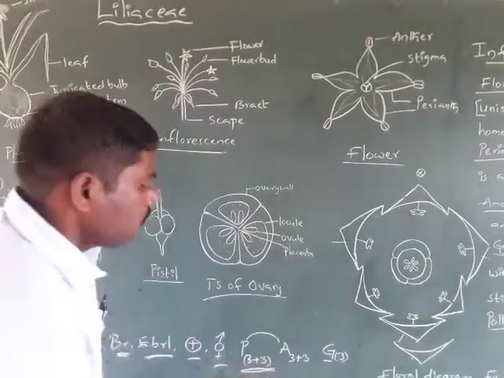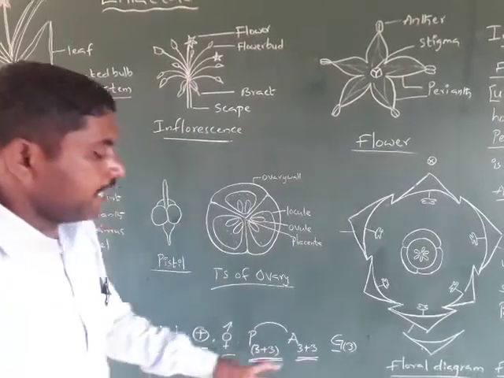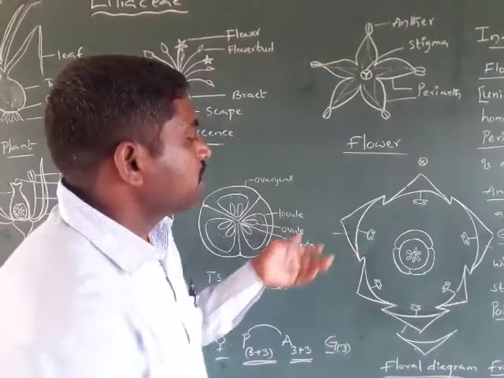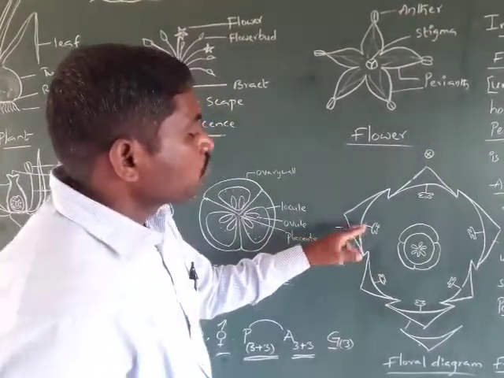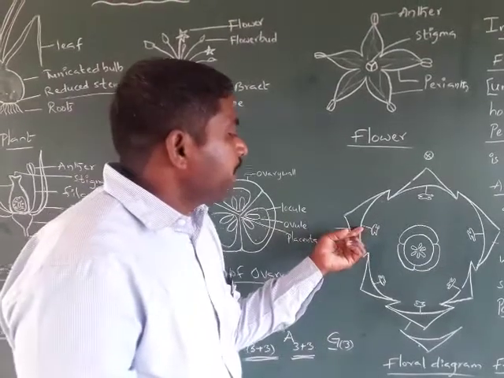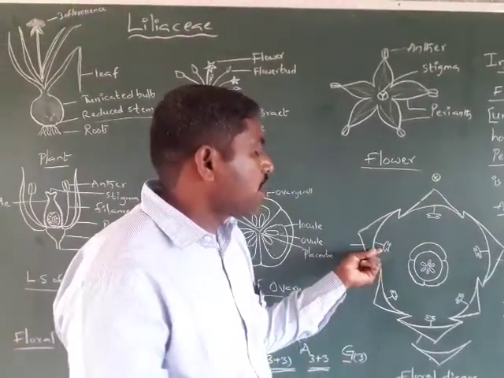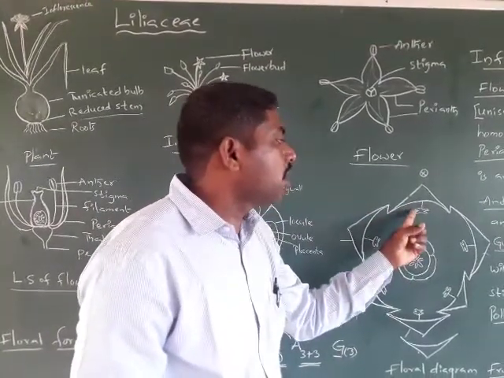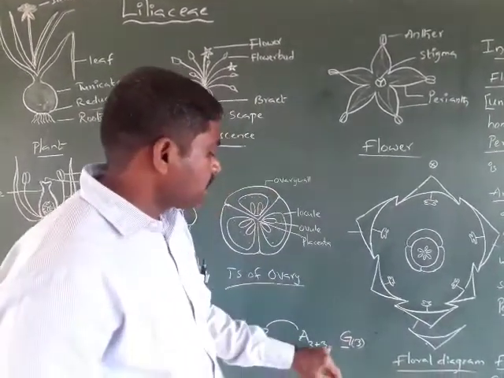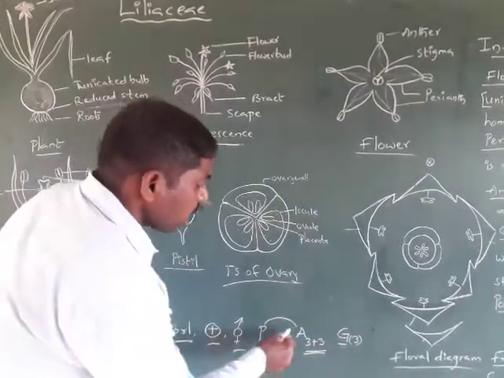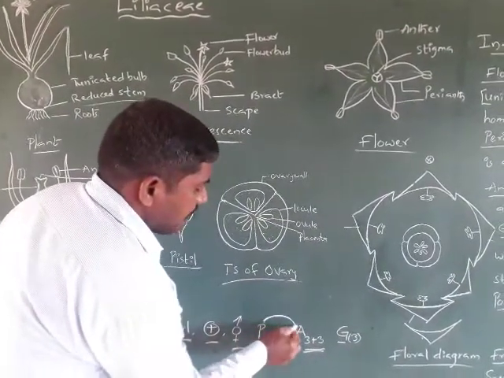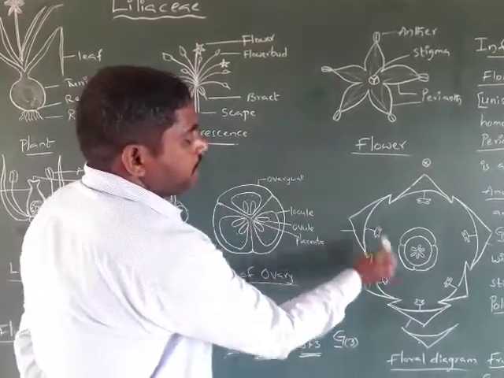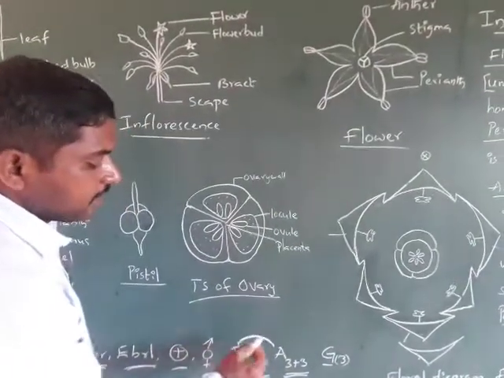And see, the androecium is 3 plus 3. Here the stamens are 3 plus 3. Why? Because the stamens are attached to the perianth. 3 stamens are attached to the outer perianth, and 3 stamens are attached to the inner perianth. So 3 plus 3. And these are the epiphyllous stamens, which means the stamens are attached to the perianth.